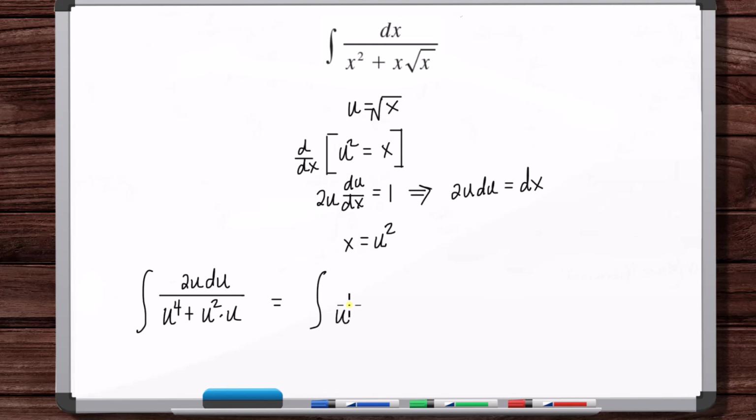So u to the fourth plus u cubed. There you go. Now you just solve that. It's a rational function.